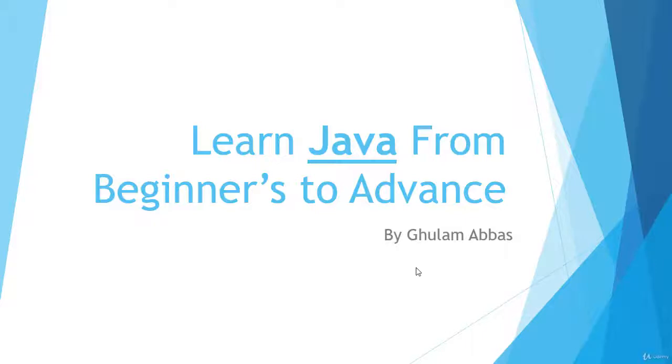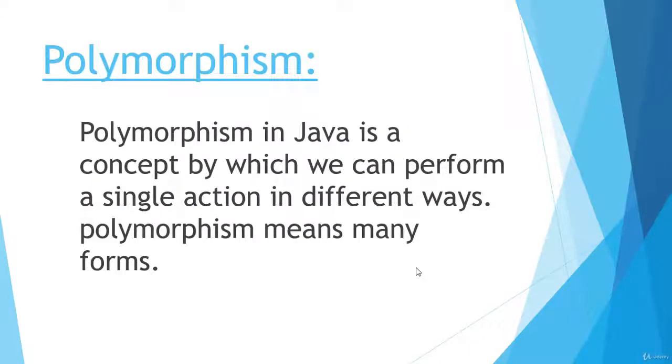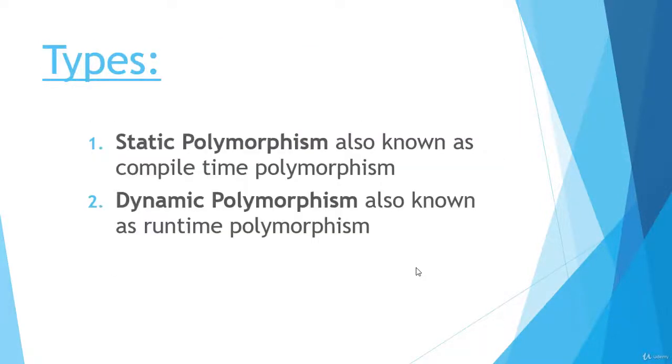Today in this video we are going to learn about polymorphism. Polymorphism in Java is a concept by which we can perform a single action in different ways. Polymorphism means many forms. There are two types of polymorphism in Java: static polymorphism and dynamic polymorphism. Static polymorphism is also known as compile time polymorphism, and dynamic polymorphism is also known as runtime polymorphism.